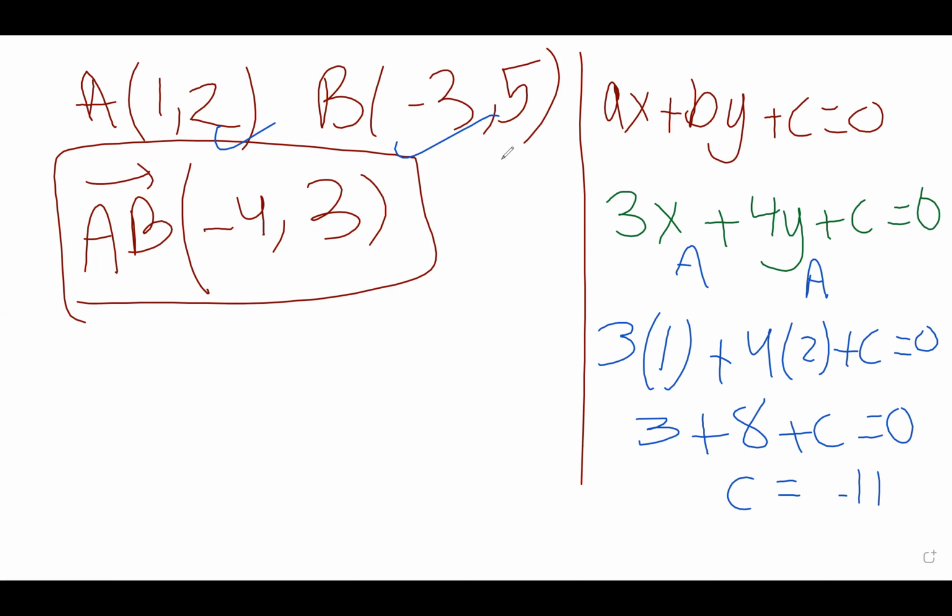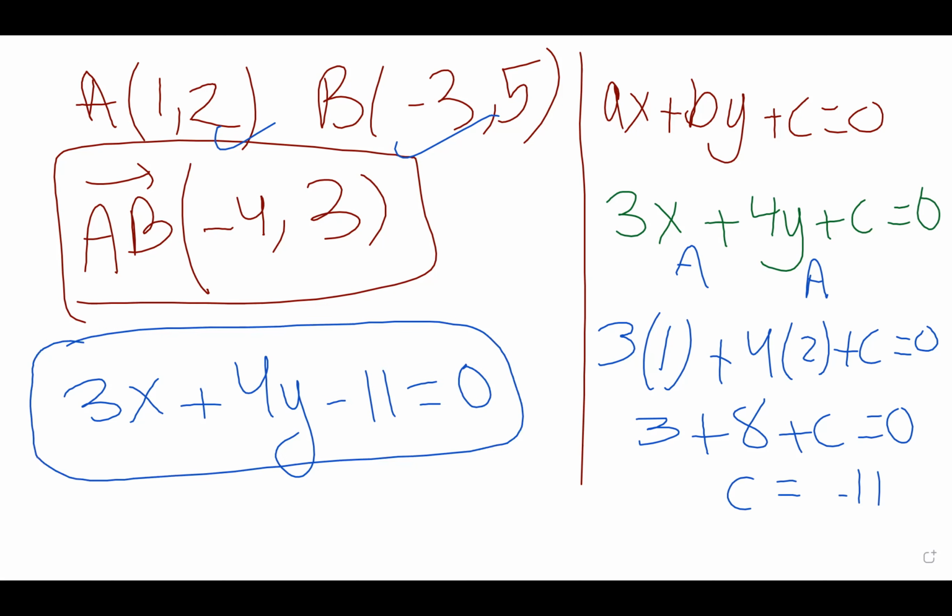Let us write the general equation. It's 3x plus 4y minus 11. That's the Cartesian equation. The last thing I'm going to talk about is how do I change from Cartesian to parametric?